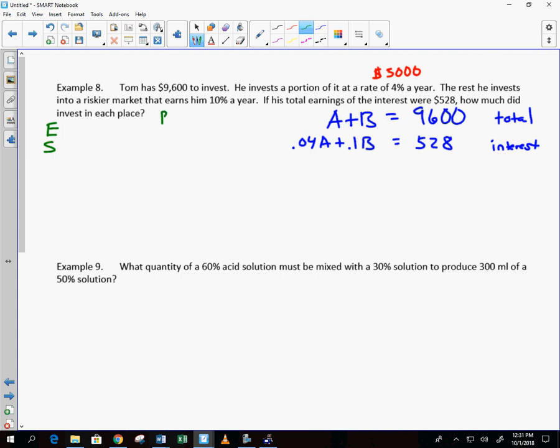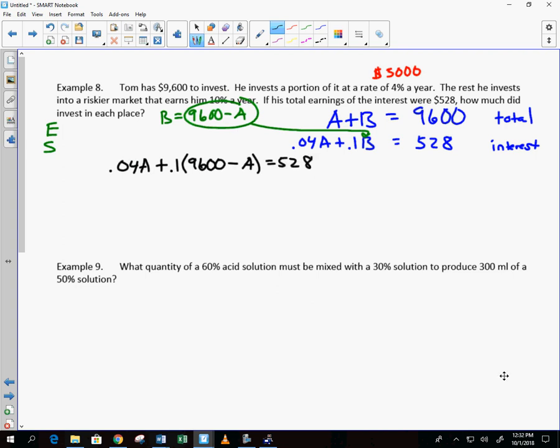I'm going to choose to use substitution here. I'm going to say that B is equal to 9,600 minus A. That's what I've got. I'm going to put it right there. So I have a new equation: 0.04a plus 0.1 times (9,600 minus a) is equal to 528. Y'all okay with that? I distribute the 0.1 and I get 0.04a plus 960 minus 0.1a is equal to 528.